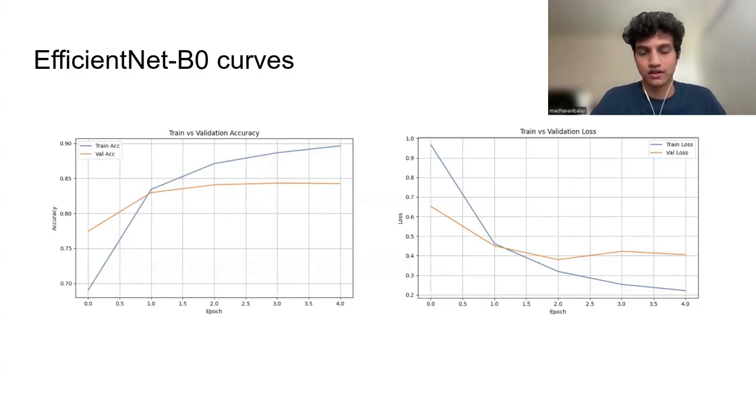So in the train versus validation accuracy, after 5 epochs, the model accuracy on training improves from 69% to 90%, which is good. The validation accuracy also improves, but starts to flatten around the third epoch, which means the model is learning well, but may soon reach a performance plateau on unseen data. Next slide.